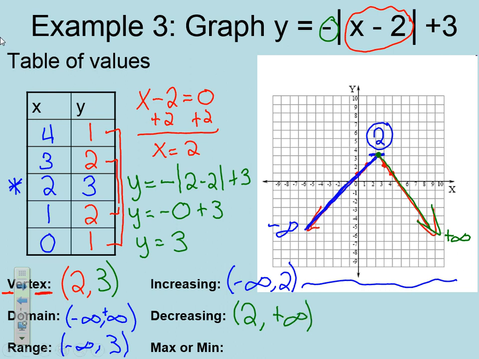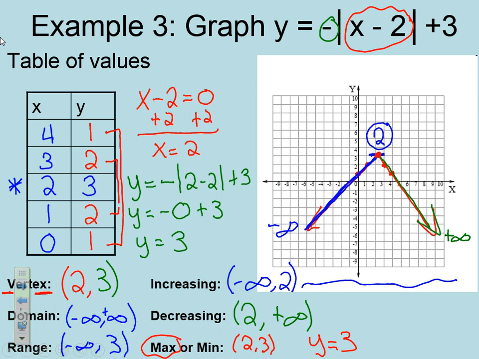Now, last but not least, we're talking about max or min. Here's our point. Now it's our high point, so it's going to have a maximum. And that point right there is at 2, 3. But when we talk about maximum, remember, it's going to be y equals, and my y is 3. So make sure, ladies and gentlemen, that you have all 3 of these examples written down, please.